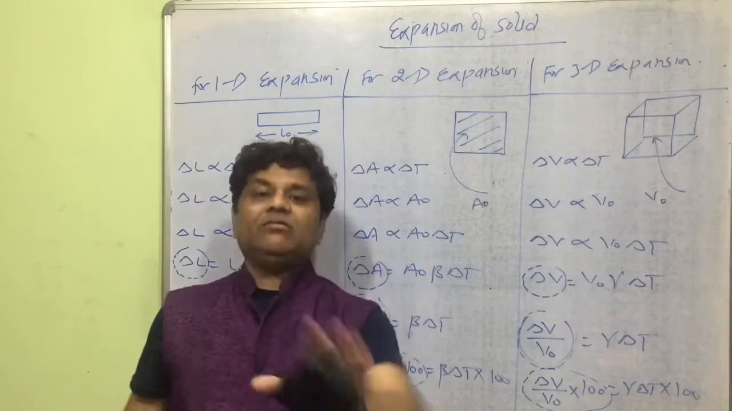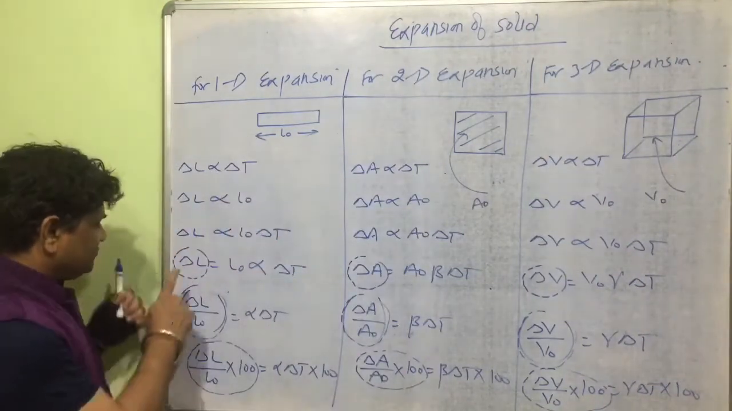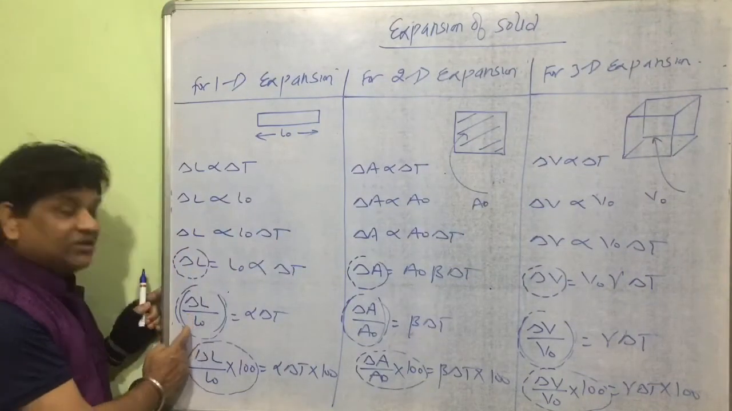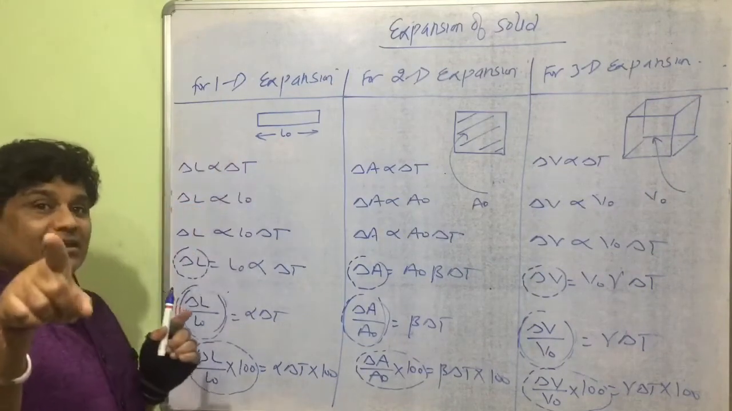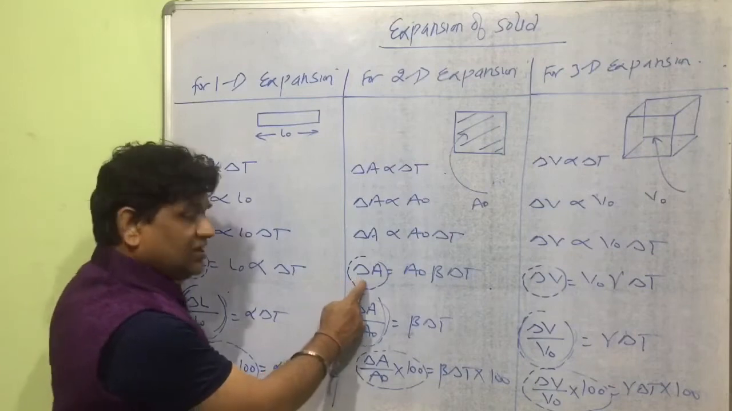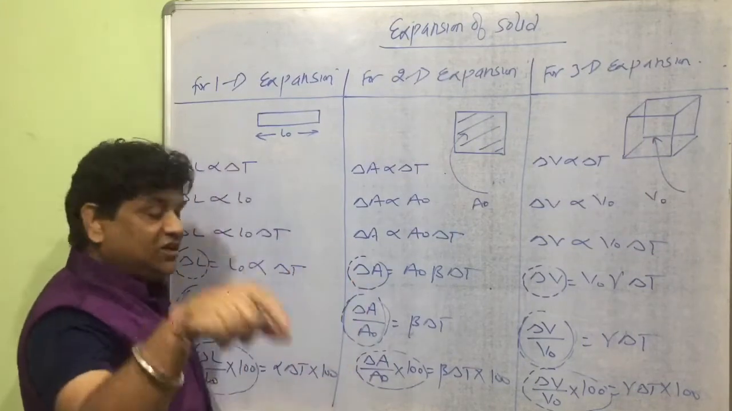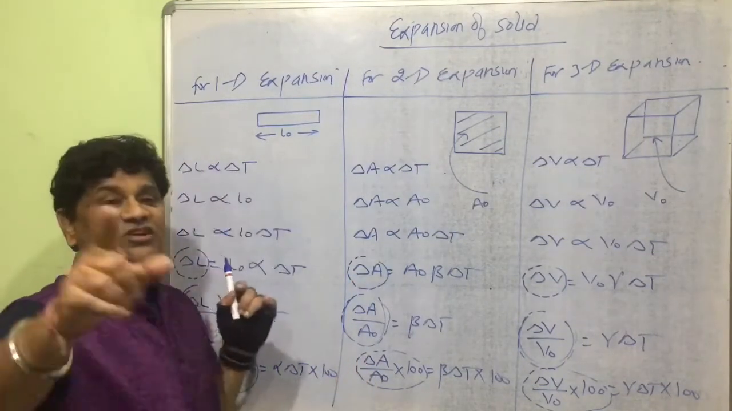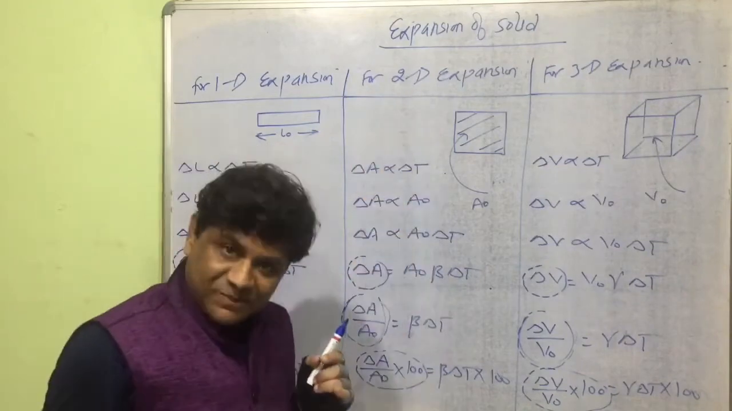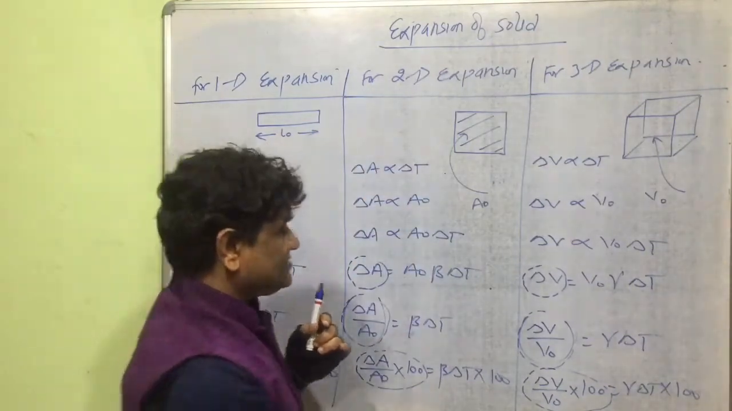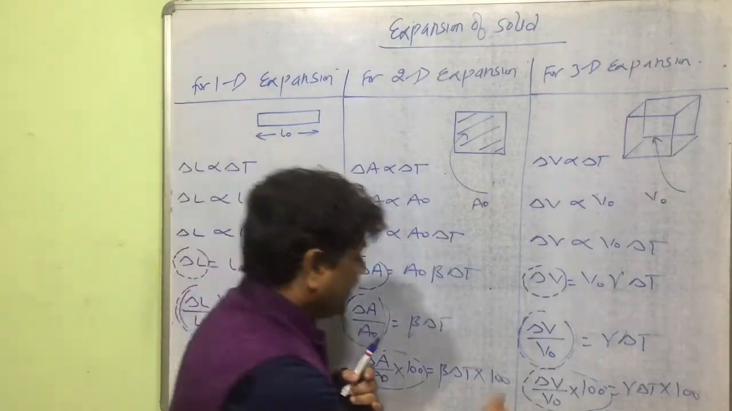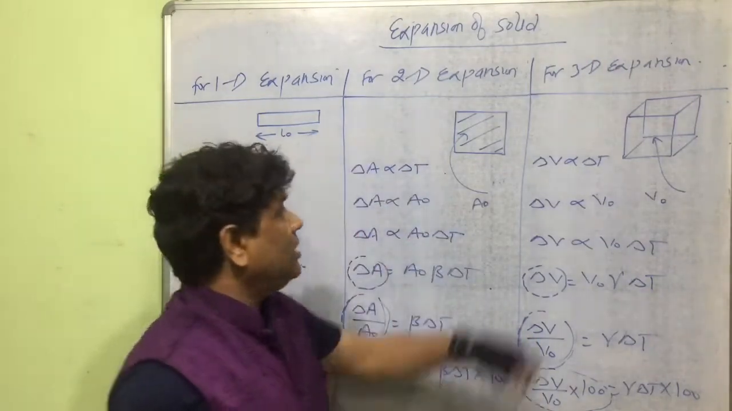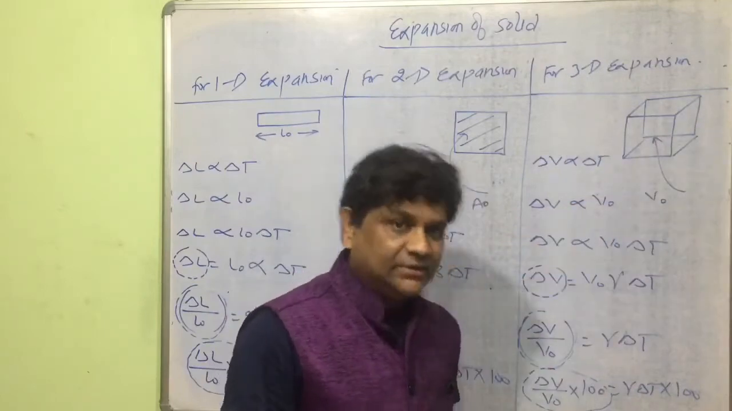So the important relations we have developed here: change in length, fractional change in length, and percentage change in length for one-dimensional expansion; change in area, fractional change in area, and percentage change in area for two-dimensional expansion; and change in volume, fractional change in volume, and percentage change in volume for three-dimensional expansion.